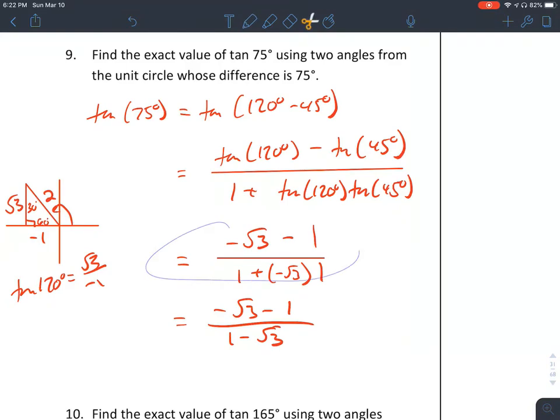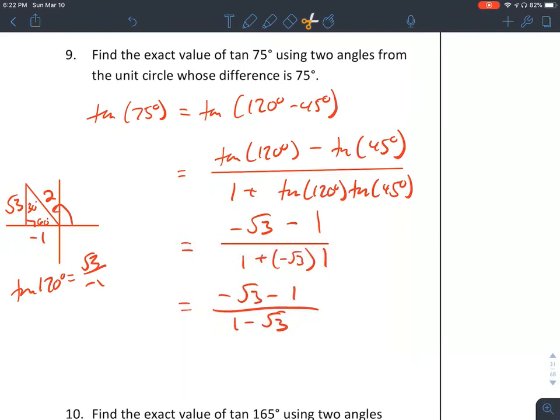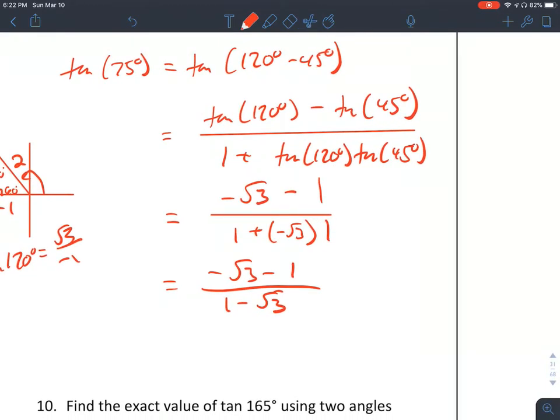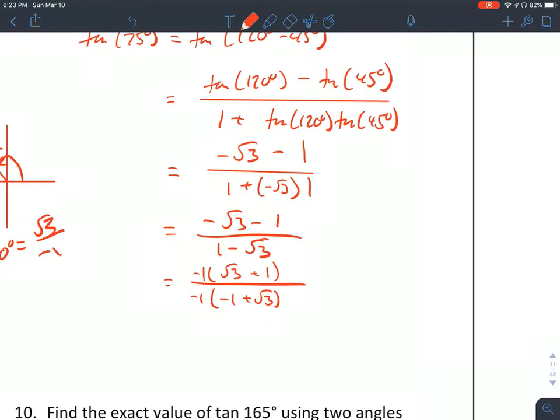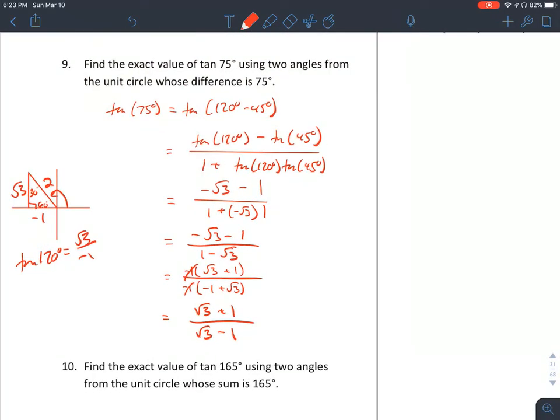We could rationalize the denominator, but I think at this point we're not going to, just because it's just so much effort and work and there's so little payoff. We could factor negative out of the top and bottom. Let's do that. If I do that, that's going to make this, because those negative ones cancel, square root of 3 plus 1 over square root of 3 minus 1. There you go. Let's check out number 10.